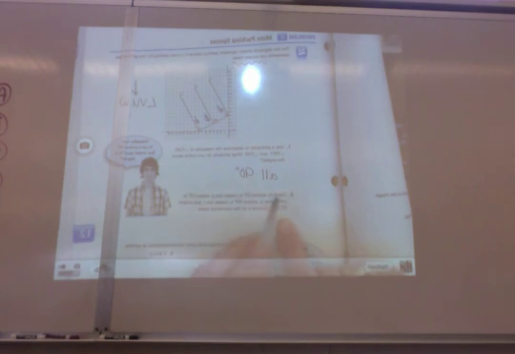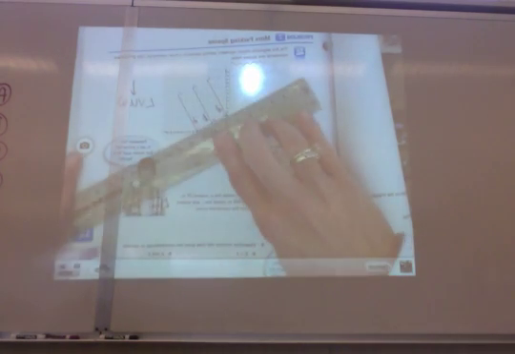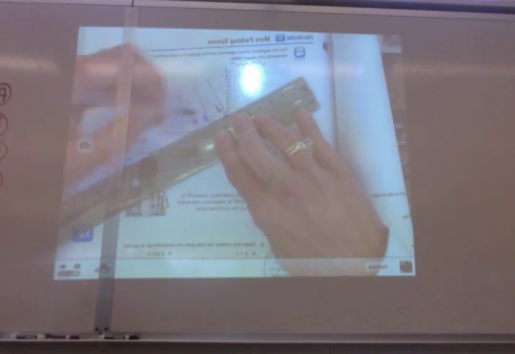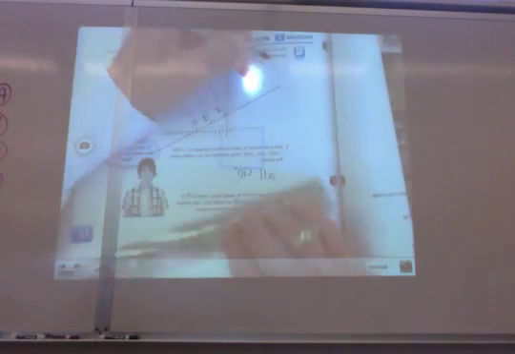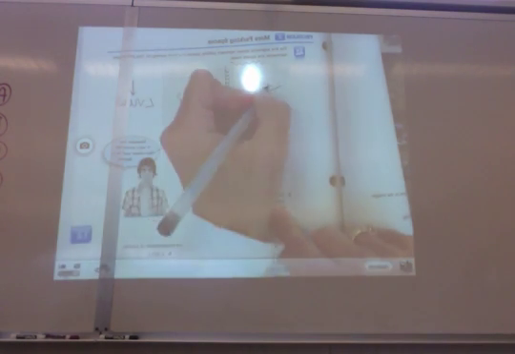Two, carefully extend UY to create line P. UY? That looks like a V. Oh, here's UY. UY is right here. So we're going to extend UY, and we're going to call that line P.